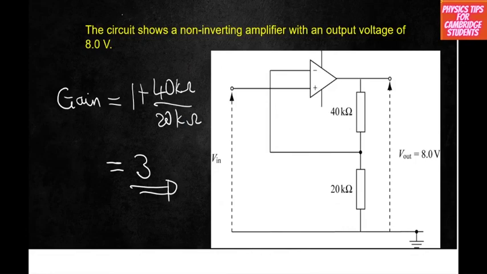Right, so let's move on to the next part. It says calculate the gain of the amplifier shown in the circuit. That's where we're saying that this is a non-inverting amplifier, so the expression for the gain would be 1 plus R1 over R2, or you could say 1 plus RF over Rin. So in this case, it is 1 plus 40 over 20, and that should give you a gain of 3.